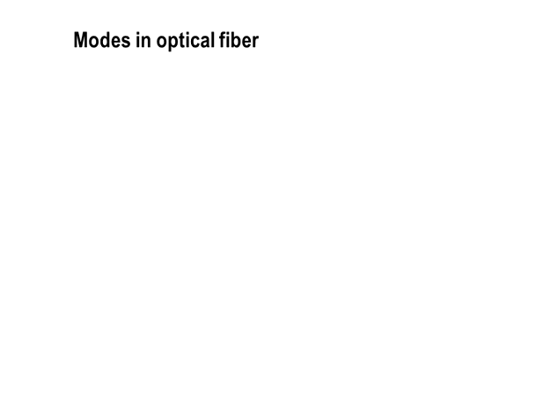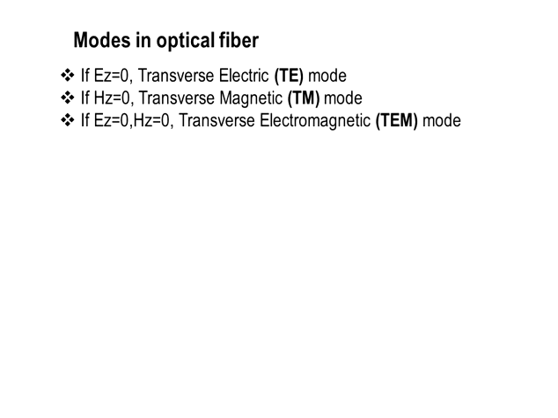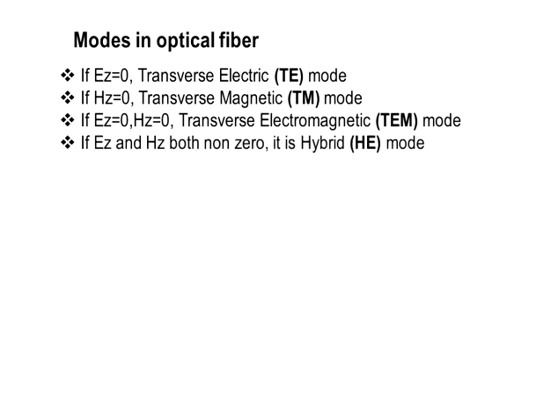When the Ez component of the field is equal to 0, that is defined as a transverse electric mode or TE mode. If Hz is equal to 0, that is called a TM mode. If Ez and Hz both are 0, it is called a transverse electromagnetic or TEM mode. And if Ez and Hz both are non-zero, then that mode is defined as a hybrid mode or HE mode.